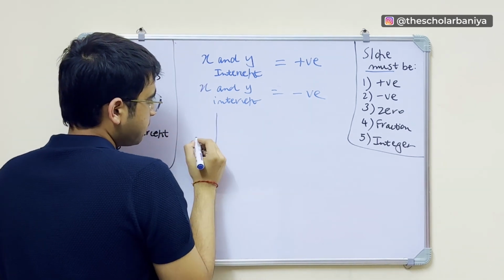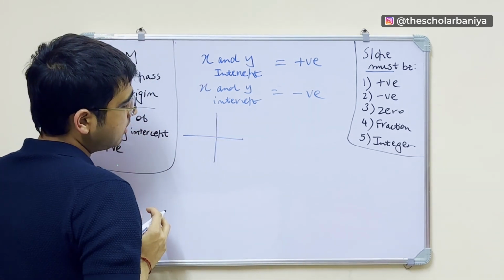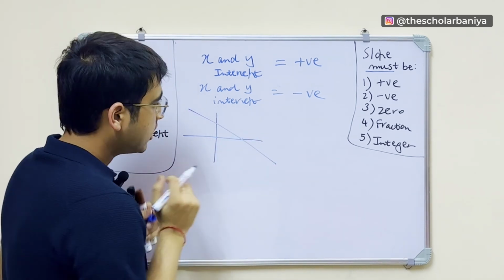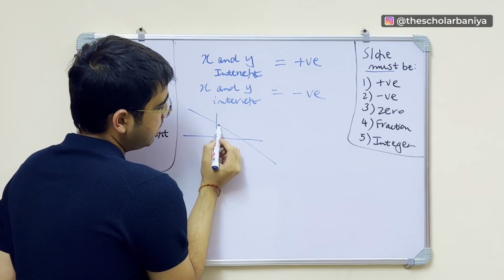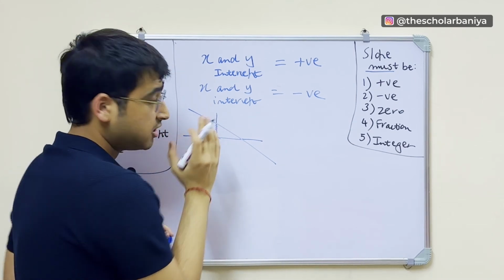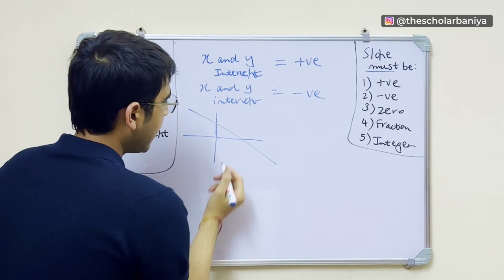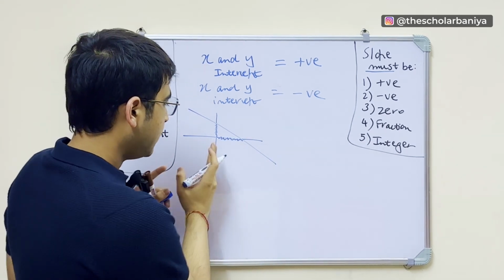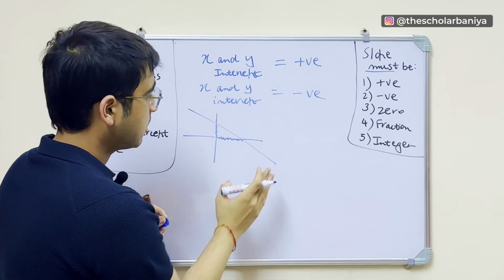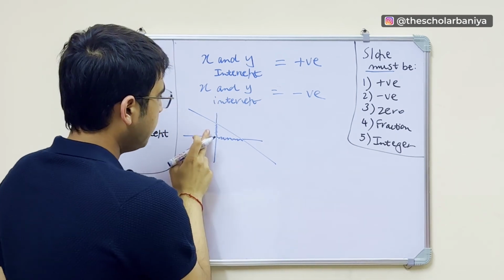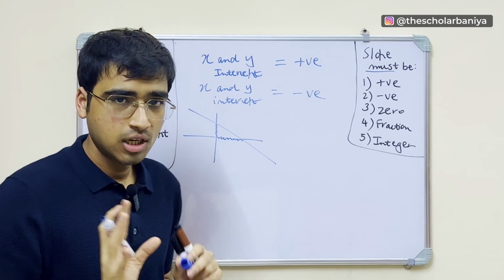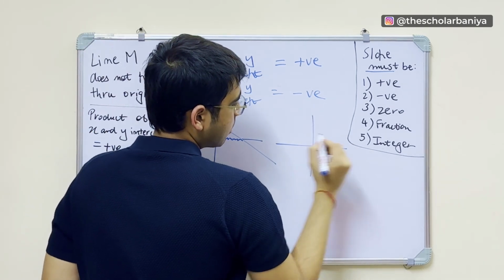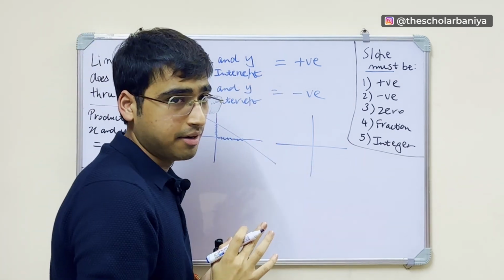For example, one possibility is this line, because in this line the y intercept, which is this, is positive because it is above the axis, and the x intercept, which is this, right, this is also positive because it is towards the right side of the axis. So one case is this, where x intercept and y intercept both are positive, right? If we talk about the other case, either both are positive or both are negative, right?